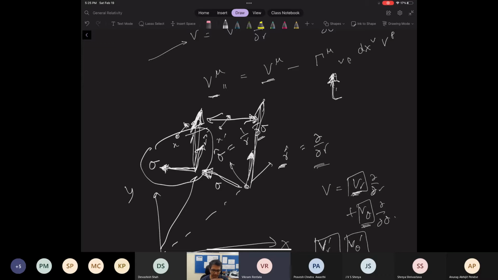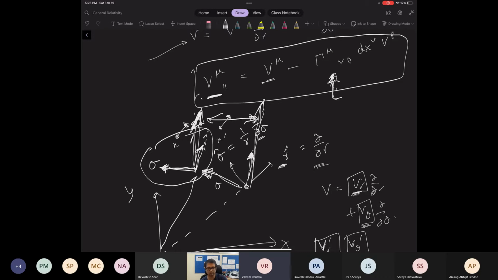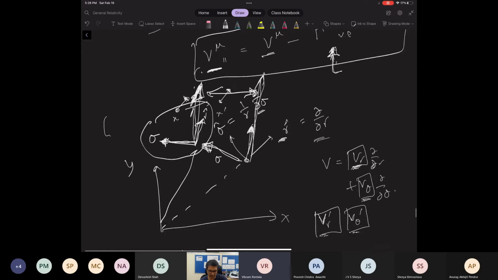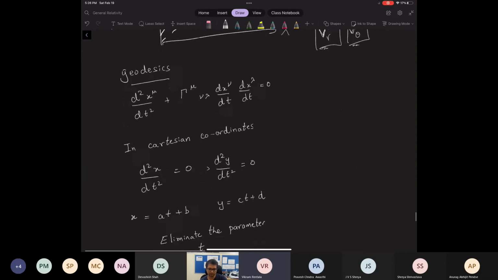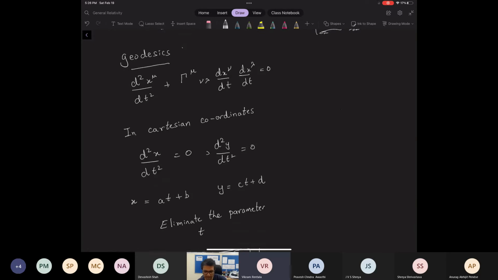So parallel transport works exactly the same way in Cartesian coordinates and polar coordinates. But when I try to figure out the components of vectors in a particular coordinate system, the transformation rule looks more complicated in polar coordinates. It looks like a rotation of the components. This I'm not working out, but you can try it out as homework. And finally, let me do this last exercise of working out the geodesics.